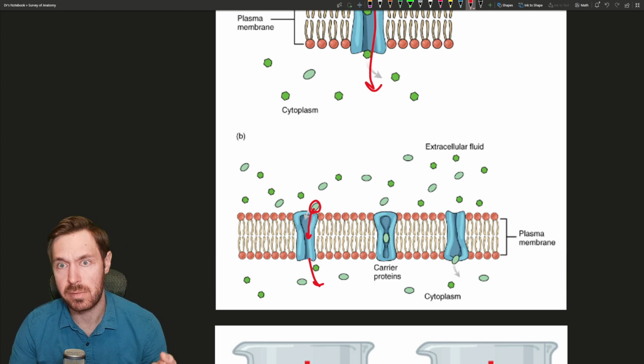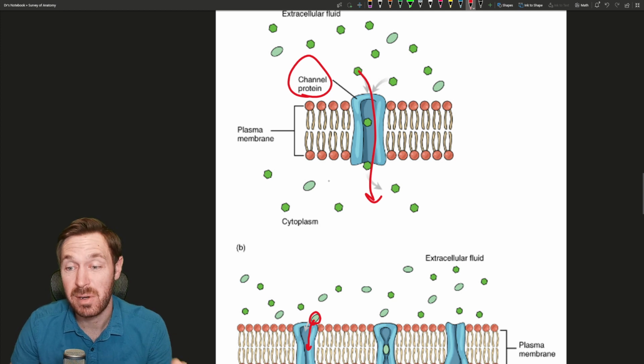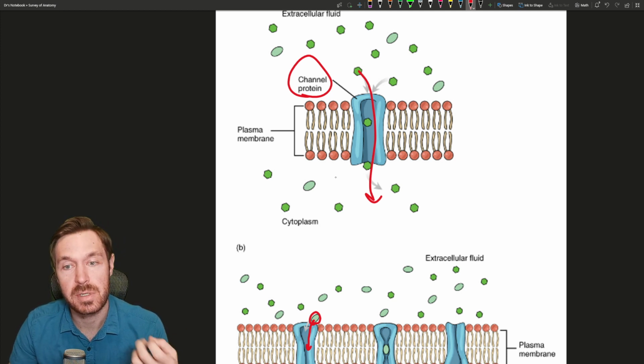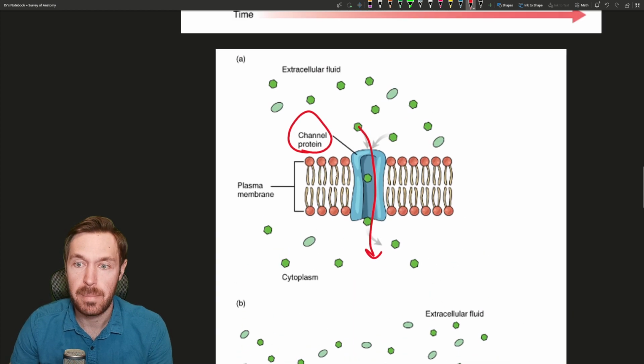So it binds and then moves through. Whereas up here, it's just a straight channel that's going through. But it still requires that protein, and that channel needs to be open in order for it to work. An example of one of these is called aquaporin. So aquaporin is also a protein channel.